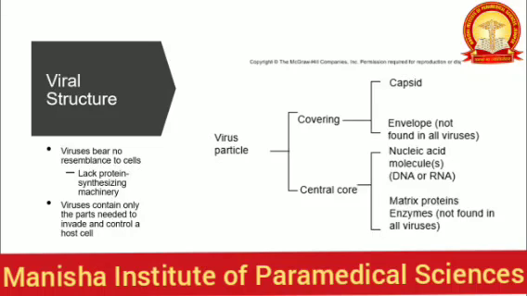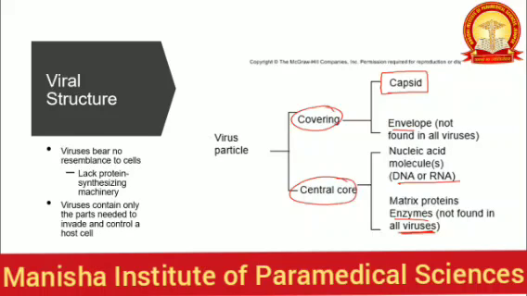Now the viral structure can be divided into two different parts, the covering and the central core. The covering can be of two different types. Capsid must be present in a virus, that is the protein coat inside of which the genetic material is present. Now there may or may not be an envelope. If an envelope is present, it is an enveloped virus. If the envelope is absent, then it is a naked virus. The central core can consist of DNA or RNA, that is a nucleic acid molecule, and they may also contain enzymes. Not found in all viruses, but in very few cases enzymes are present, and most of the time they only have DNA or RNA in the core.